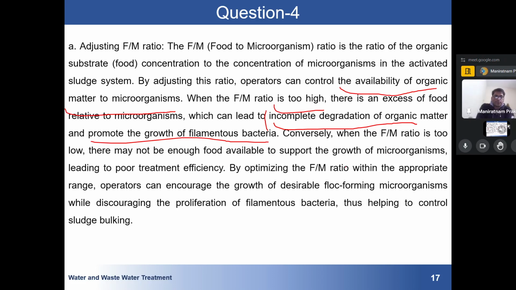So by optimizing the food to mass ratio within the appropriate range, operators can encourage the growth of desirable flock-forming microorganisms while discouraging the growth of filamentous bacteria, thus helping to control sludge bulking. My only aim is to control the growth of filamentous bacteria, and this can be controlled by optimizing the food to mass ratio.